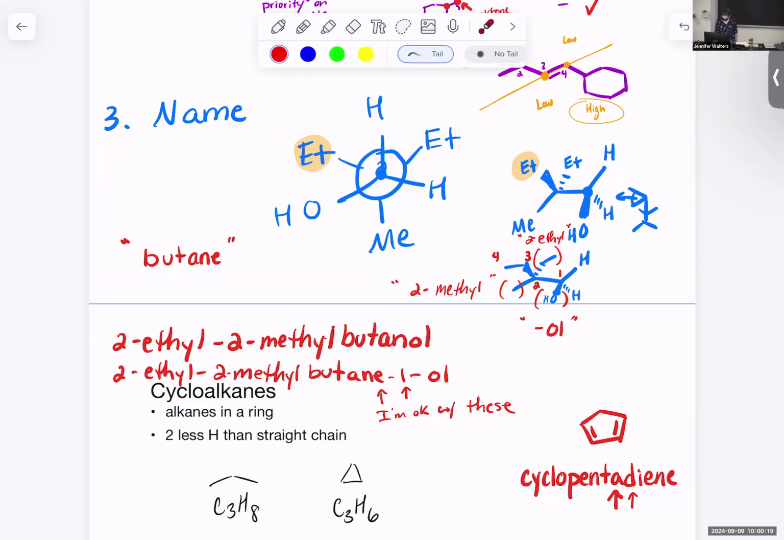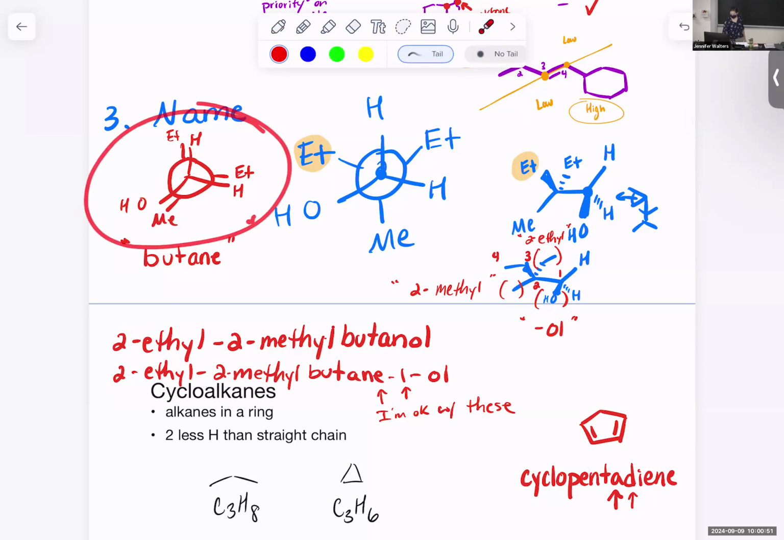Yeah, so when we're looking at the Newman projection, in the staggered conformation, staggered will always be lower in energy than eclipsed. So when you have these spokes on the wheel, that's always going to be lower in energy than this conformation. If I rotated this to make it H, ET, H, OH, Me, now it's in the eclipsed conformation because these bonds are on top of each other. That's always going to be higher in energy than staggered.